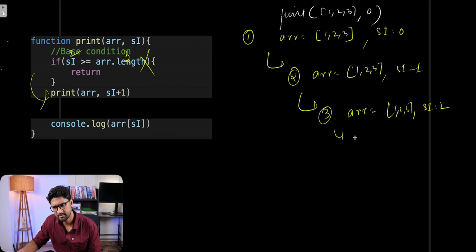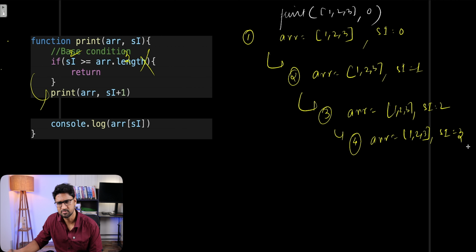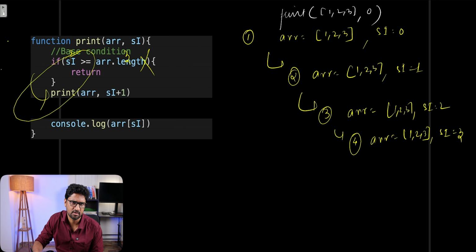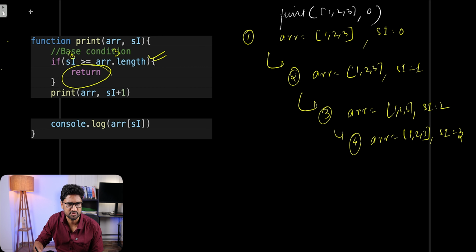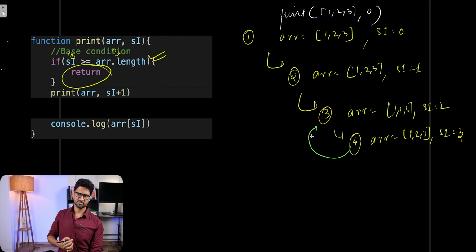The fourth time, the array value is 1, 2, 3, and the starting index value is equal to 3. So the last time it is called, the SI value has become equal to 3, and this value is also equal to 3, which holds true, so I go and return. This is where the base condition hits. And from here it comes back to step number 3.